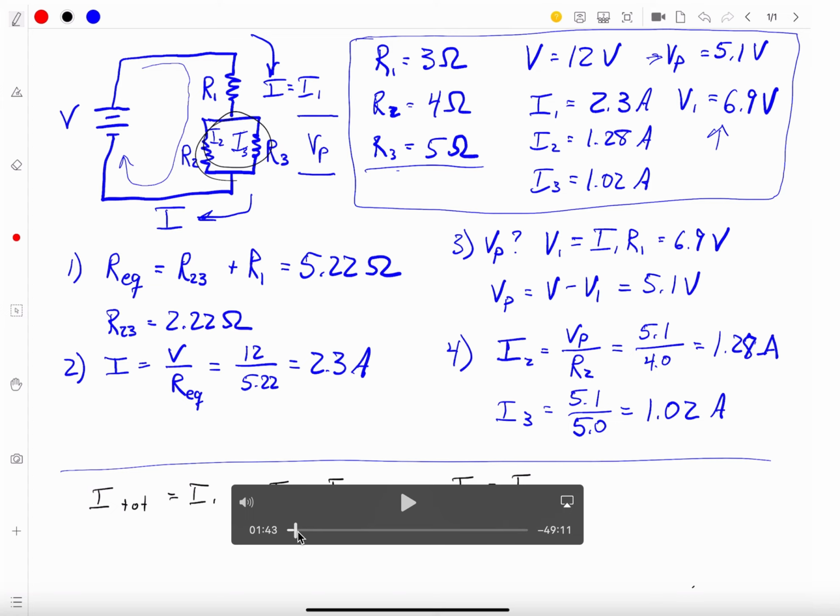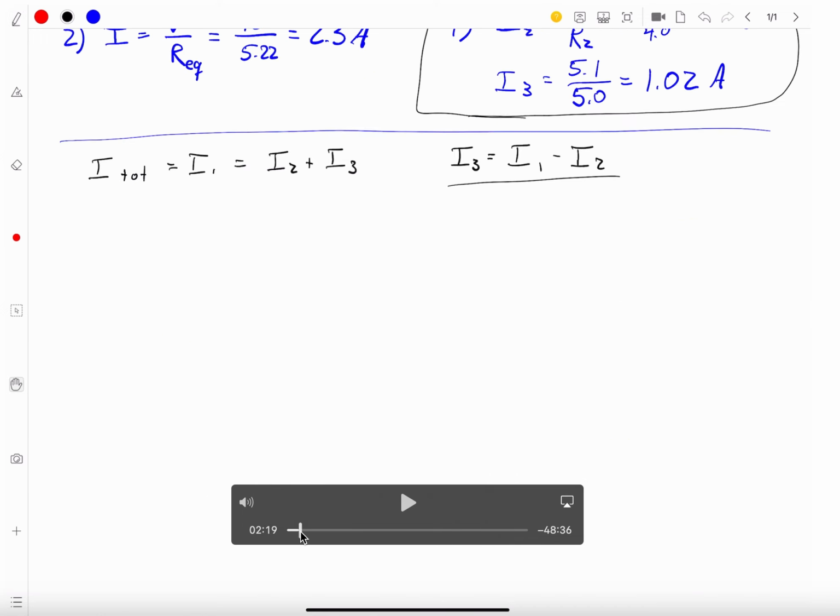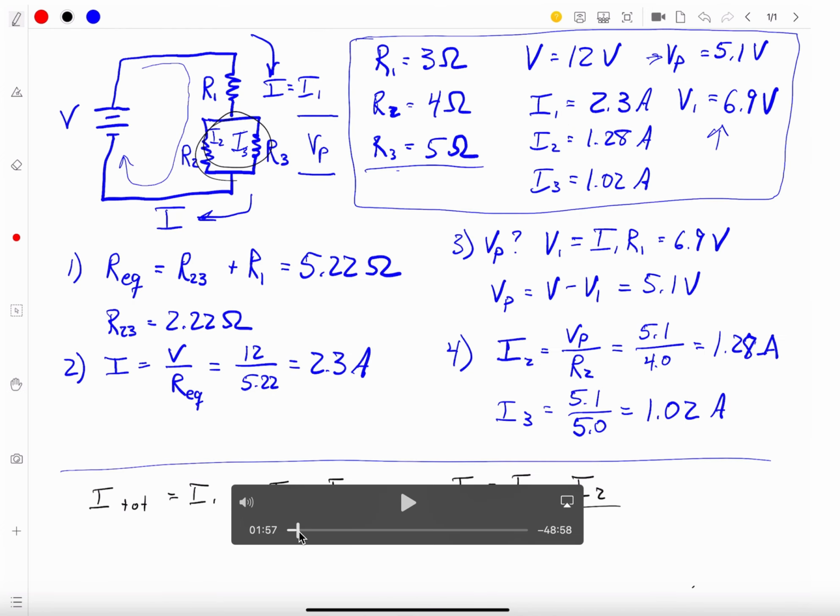I've circled them there. Those two, if you add them together, you're going to get your total current, which is equal to I1. So I1 equals I2 plus I3. So if you need to go back, that's what that looks like, and why.